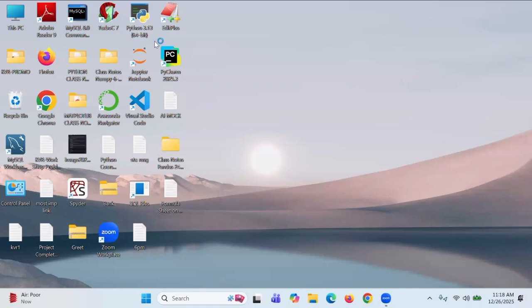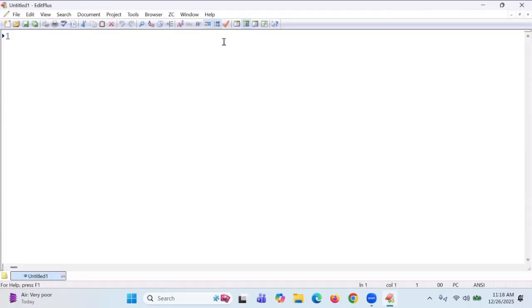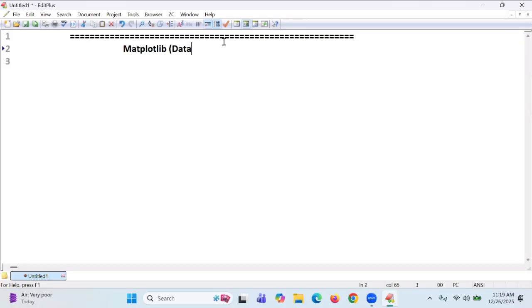Now I'm going to enter into another module today, which is a very easy module, not having much importance in the present world. Matplotlib. So this is one more type of module, Matplotlib. This is for what? Data visualization module.